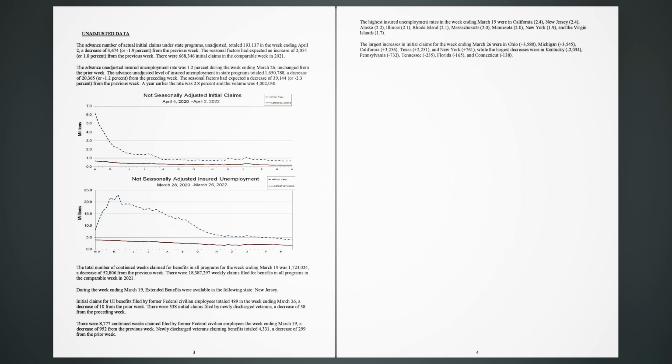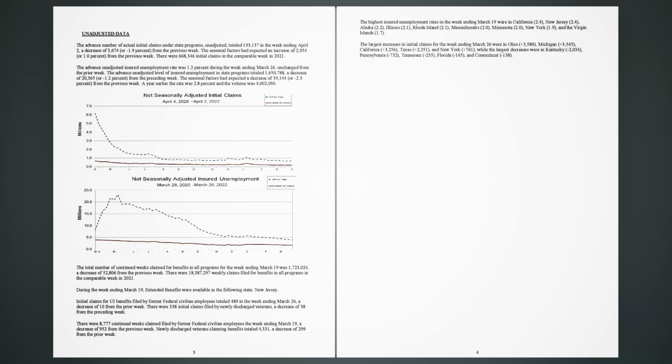Initial claims for UI benefits filed by former federal civilian employees totaled 489 in the week ending March 26, a decrease of 10 from the prior week. There were 338 initial claims filed by newly discharged veterans, a decrease of 38 from the preceding week. There were 8,777 continued weeks claimed filed by former federal civilian employees the week ending March 19, a decrease of 952 from the previous week. Newly discharged veterans claiming benefits totaled 4,331, a decrease of 299 from the prior week.